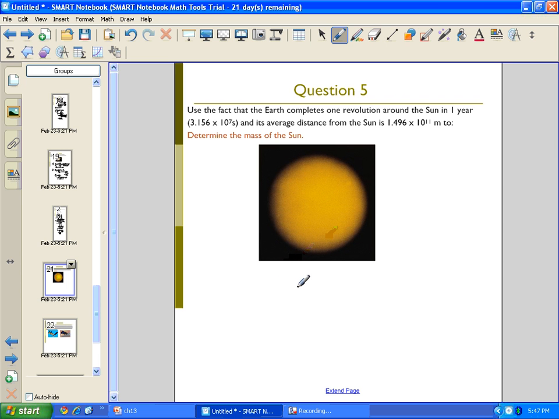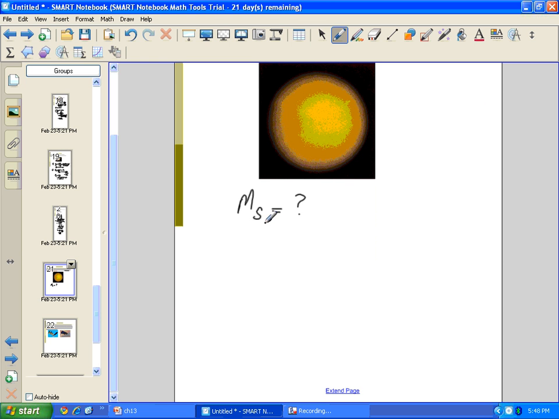Use the fact that the Earth completes one revolution around the Sun in 1 year, which gives us this many seconds, and that the average distance between the Earth and the Sun is 1.496 e to the 11. Determine the mass of the Sun. We want the mass of the Sun. Well, how do we approach this? Let's first write down what they gave us.